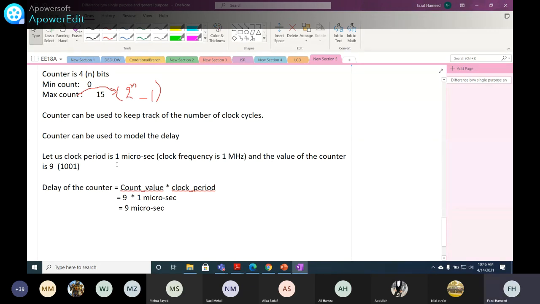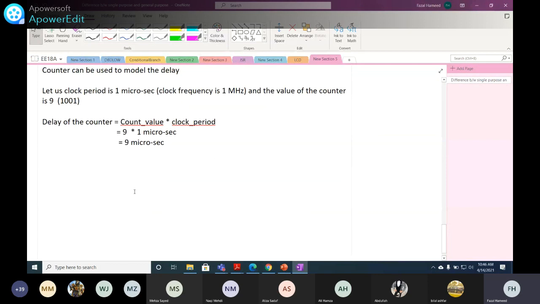How can we determine the delay? Let's consider the different applications where this timer or counter is used. For example, traffic lights. Am I right or not? Or what are other examples?